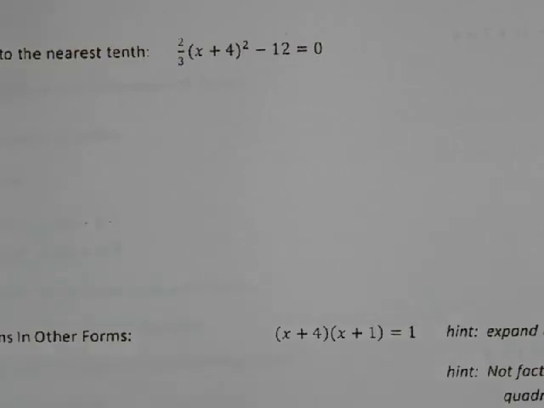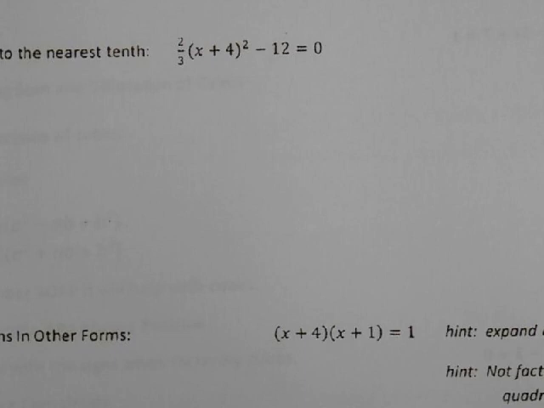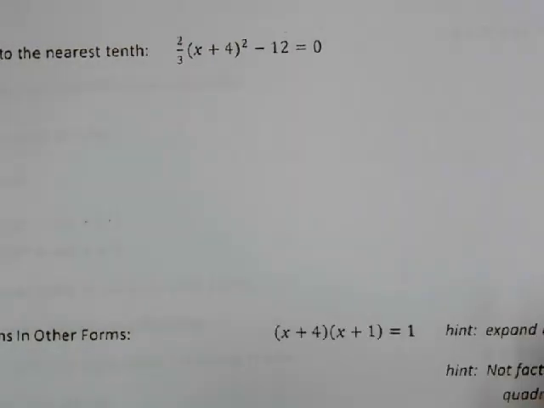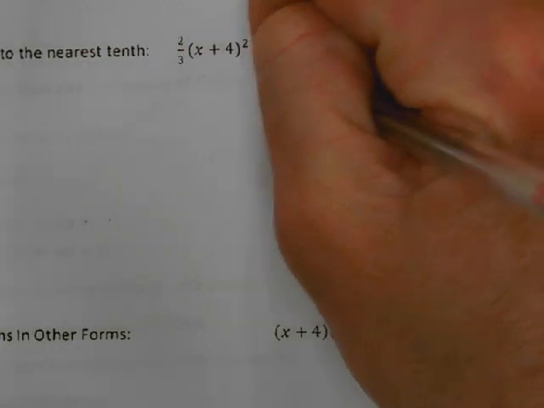All right, the last two pages of these notes are basically a bunch more examples, so let's get right to them. Okay. All right, next one. 2/3 times (x + 4) squared minus 12 equals 0. So we want to get the squared part by itself, so we'll start by adding 12 to both sides.